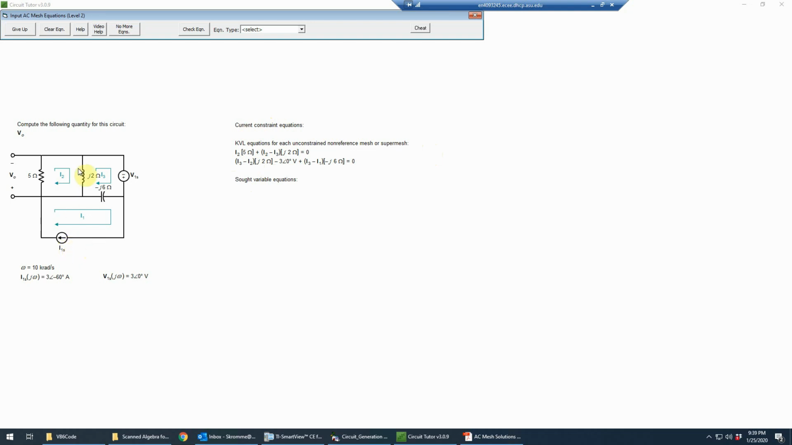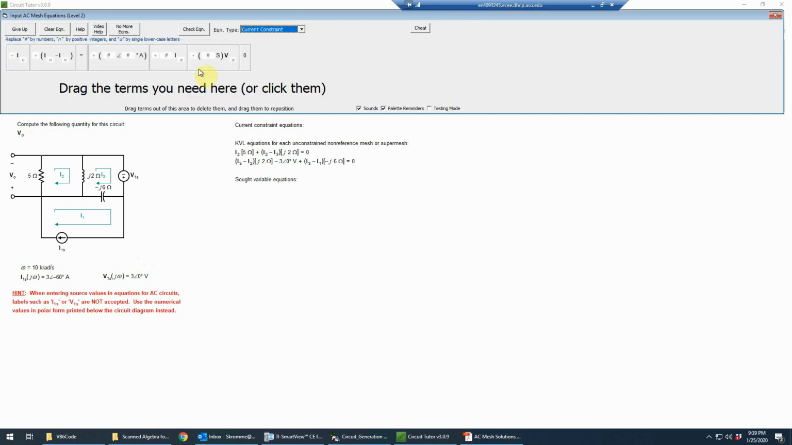And I should also mention that the mesh currents have been automatically labeled for us, and by default the reference mesh has been chosen to be the outer mesh. So the counterclockwise traveling outer mesh current has been set equal to 0 by default. So that's not included here. And then the SOT variable equation, we have to write that for the voltage V0, which is the voltage across this 5 ohm resistor. So let's go ahead and do that.